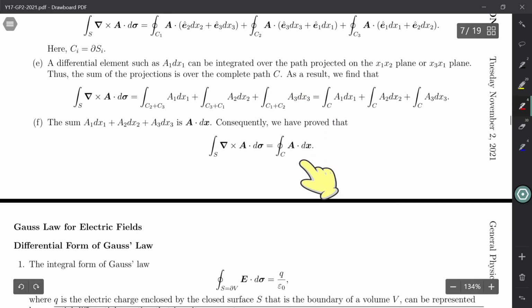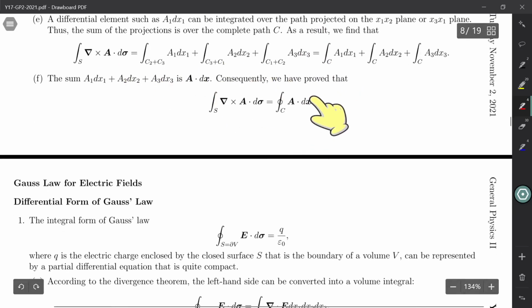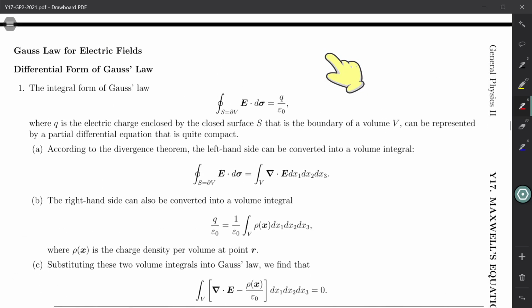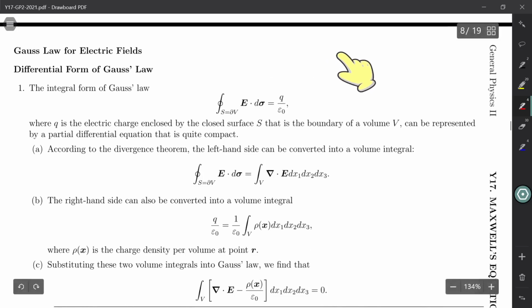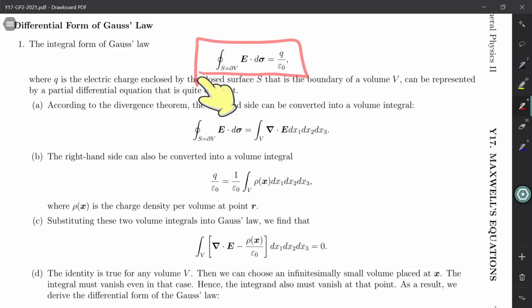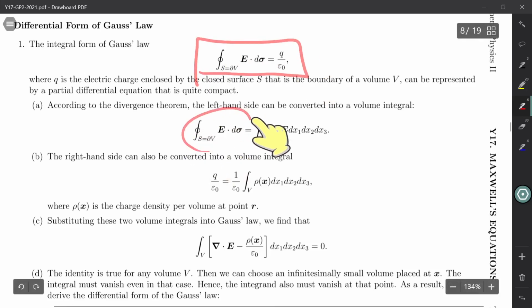And detailed verification is listed below, and you can follow that calculation. Now, let us make use of the divergence theorem to consider Gauss' law, the differential form of Gauss' law. This is the Gauss' law, and we apply the divergence theorem. This flux integral on the surface can be converted into the volume integral of the divergence of this vector field.